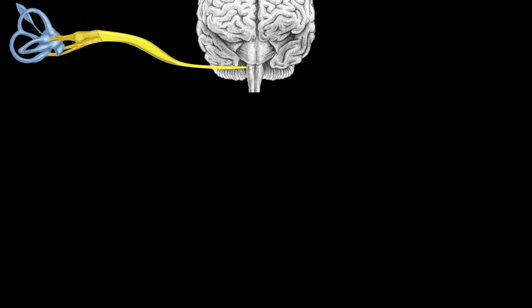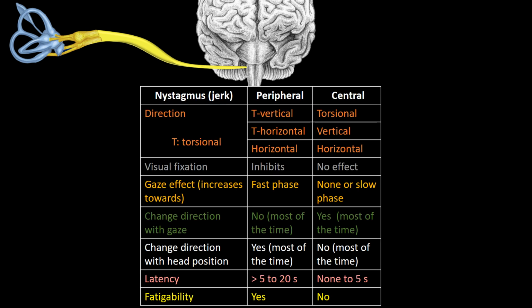The peripheral components are the vestibular apparatus and the vestibular nerve. The central component is represented by the brain. The added table lists the distinguishing features of peripheral and central jerk nystagmus. It was constructed based on a table labeled 14.2 in the 11th edition of Adams and Victor's Principles of Neurology.